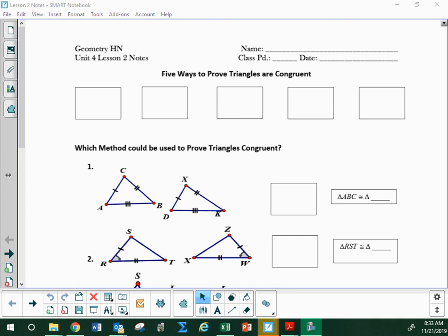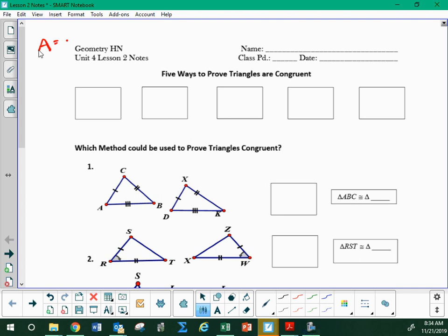So again, originally we would have to show all three sets of angles congruent and all three sets of sides congruent, so six pieces. A represents angle and S represents side. Just write that at the top: A means angle and S means side.